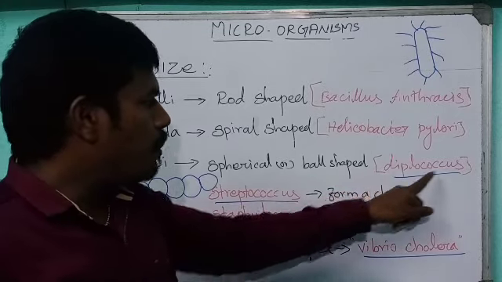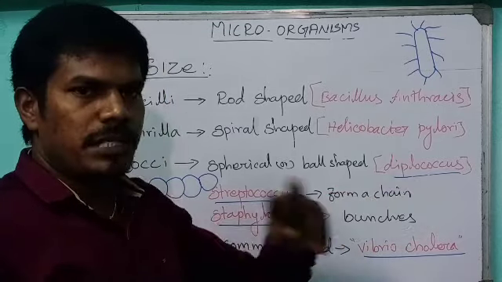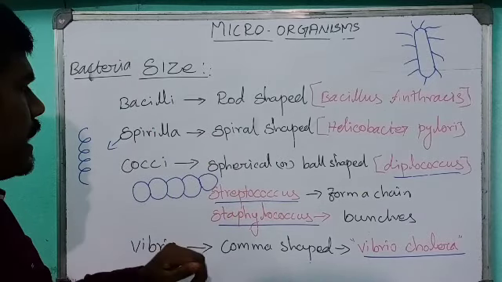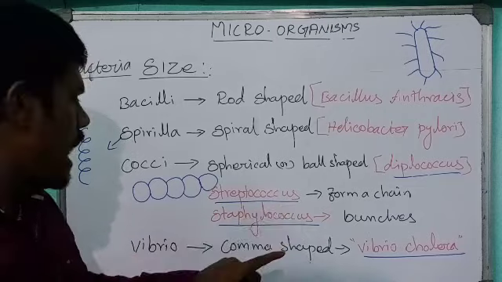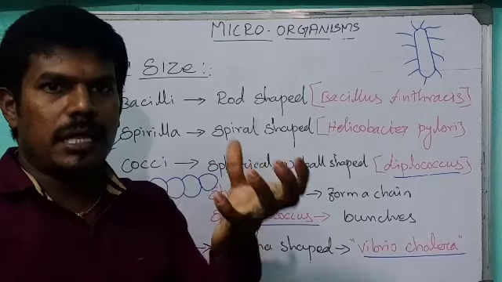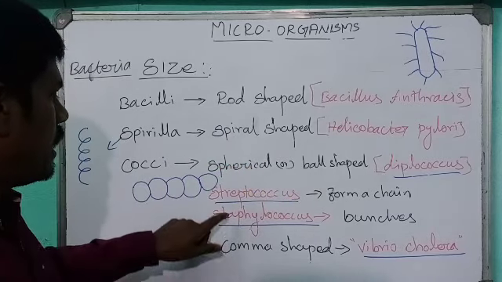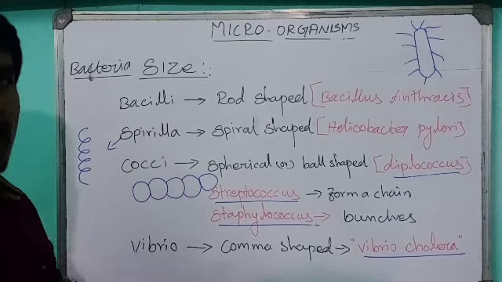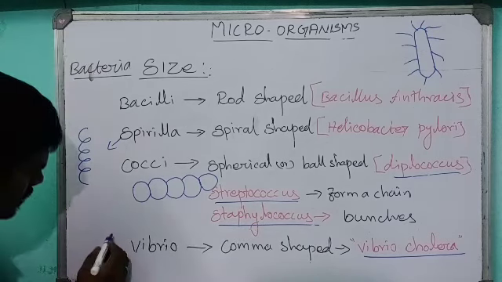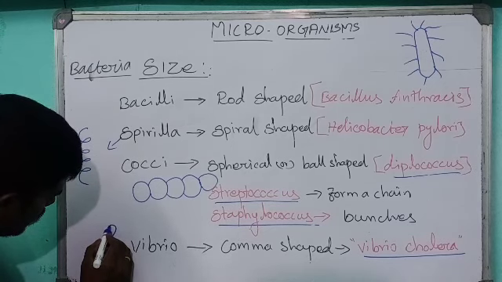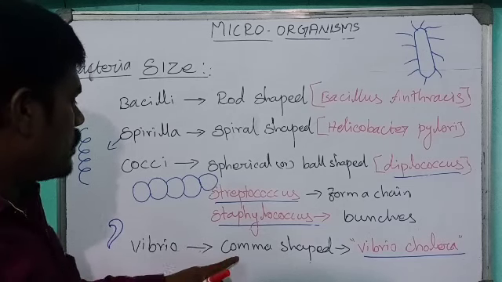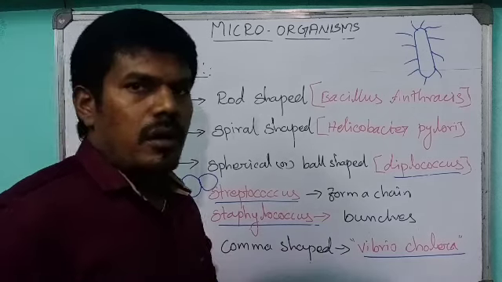First one is Diplococcus. Diplococcus means two round circles that join together. At the same time, when they form a chain, that is called Streptococcus. And finally, the bunches, that means a group present, is called Staphylococcus. And finally, Vibrio. Vibrio means comma shaped. Maybe present like this. This is called Vibrio cholerae.